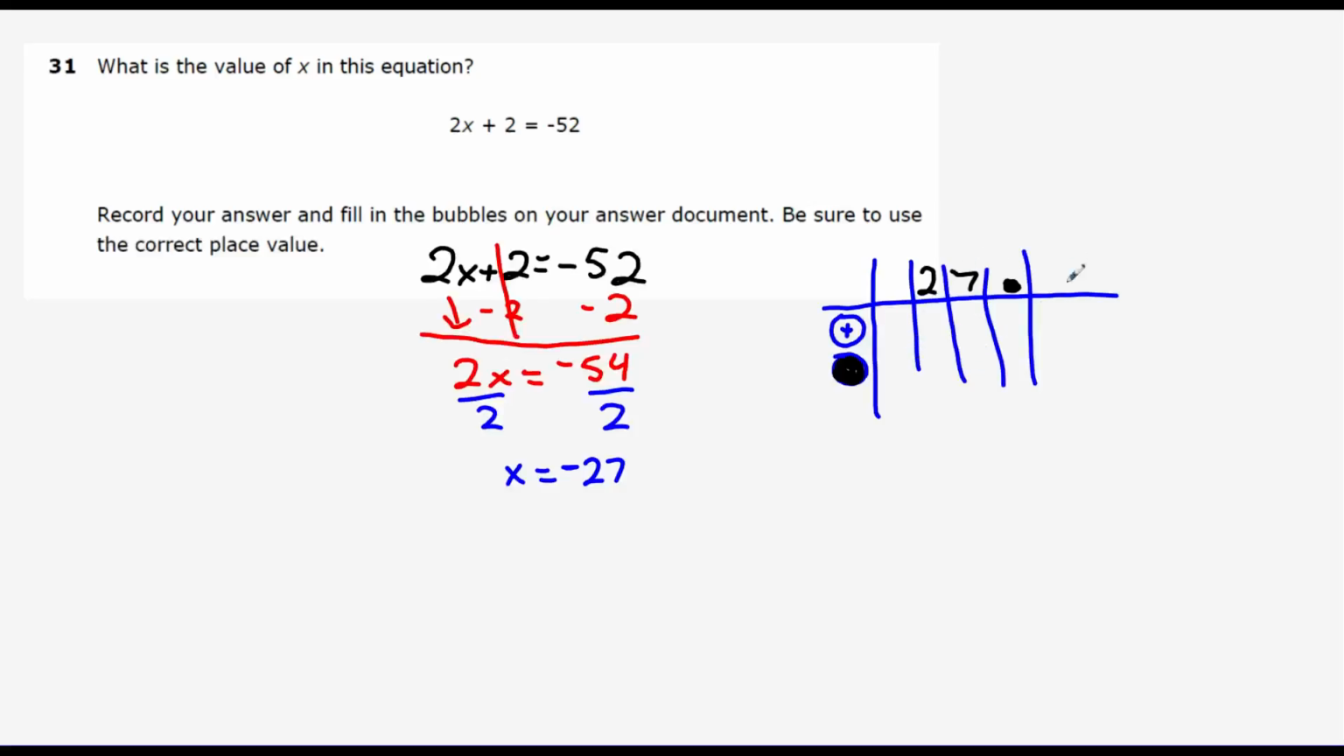Okay? So if it's a whole number or an integer, if you don't see a decimal, you can put it at the end. That way you can match it up on the answer sheet. If it's negative, got to bubble in negative. If it's positive, this one's optional. So you can bubble it, you don't have to.